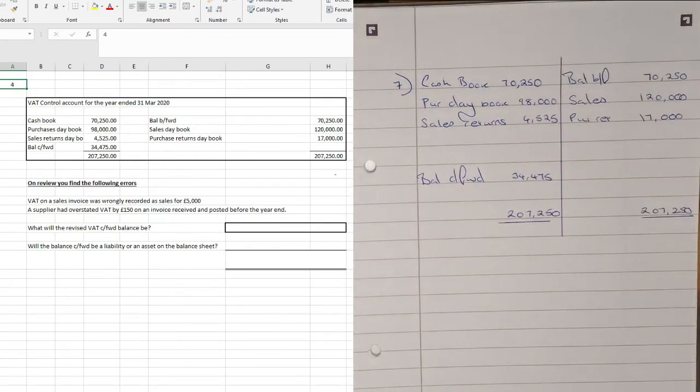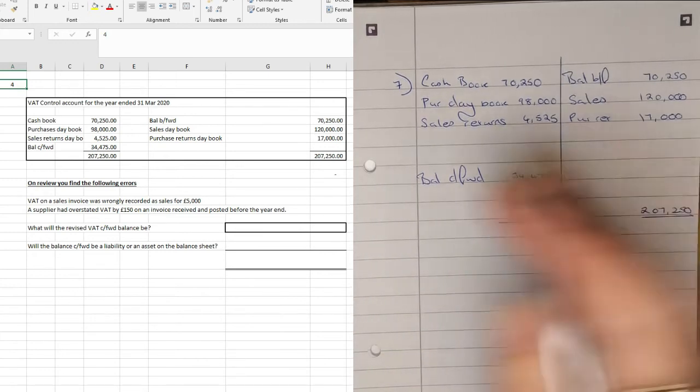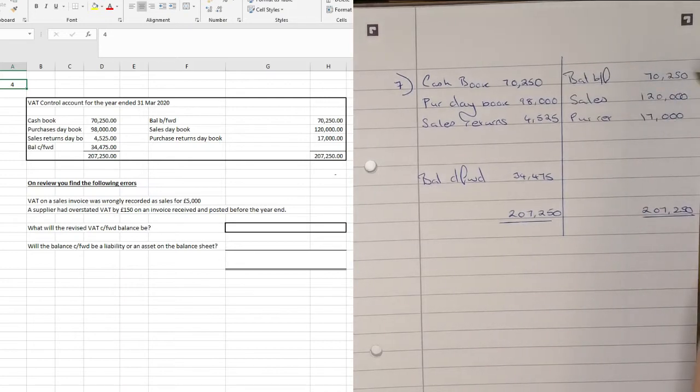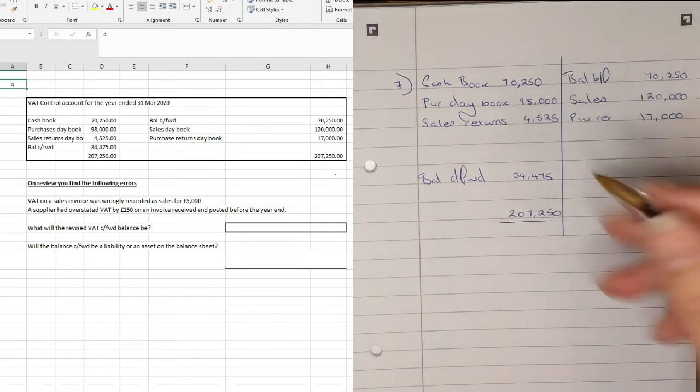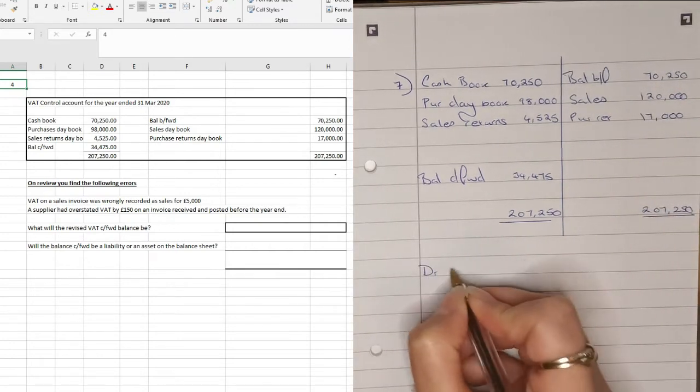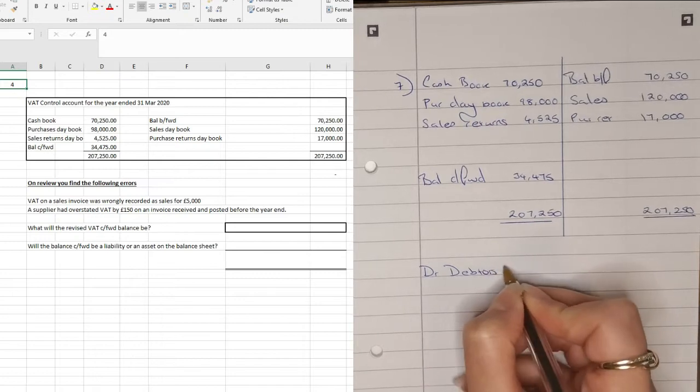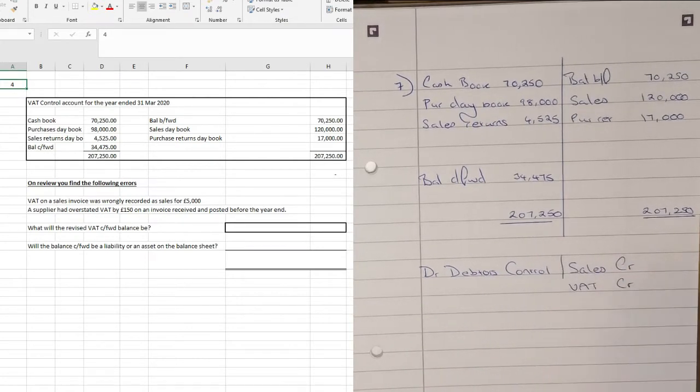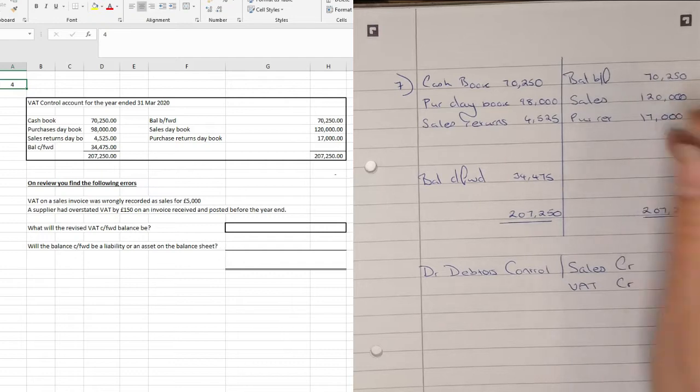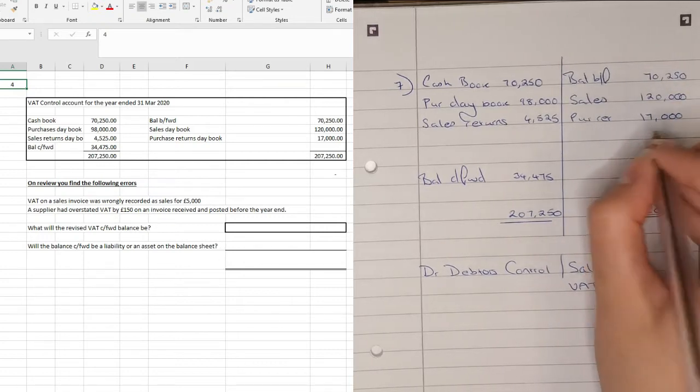So what we're told is that VAT on a sales invoice was wrongly recorded as sales for £5,000. So that means that over here we don't have VAT of £5,000, because if you think about a sales invoice, that's credit sales invoice, credit VAT, and then debit the debtors control account. So let's write that here to help you remember. Like so. So we need to add in £5,000 here for sales.